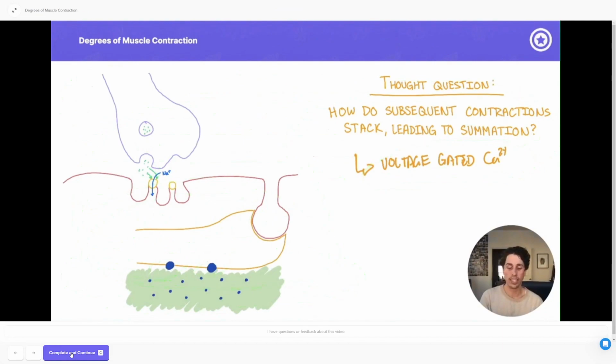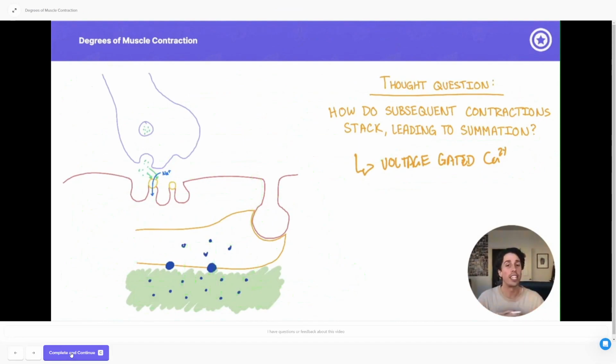And so these guys are going to play a really big role in this wave summation. We can see right here that the calcium ions have been released into the sarcoplasm during the contraction phase, but they're going to start coming back up, going into the sarcoplasmic reticulum again during that relaxation phase as well. When another action potential comes down, these voltage-gated calcium channels are going to open up again, and these guys are going to come back down into that sarcoplasm.